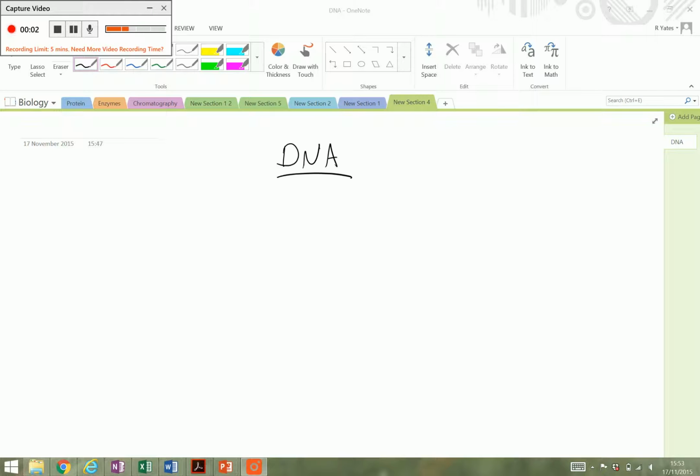Okay, so we're going to look at DNA today. DNA is probably one of the most important molecules in biology. It contains instructions which code for every living thing on the planet, but it's probably only in the past 50 odd years that we've begun to understand it. So as you should know, it stands for deoxyribonucleic acid.